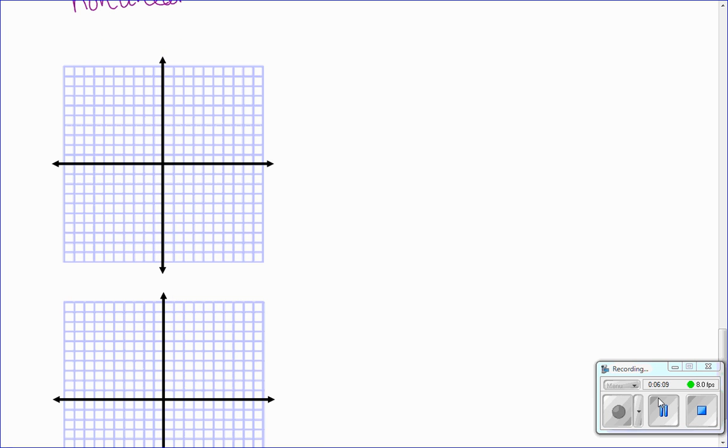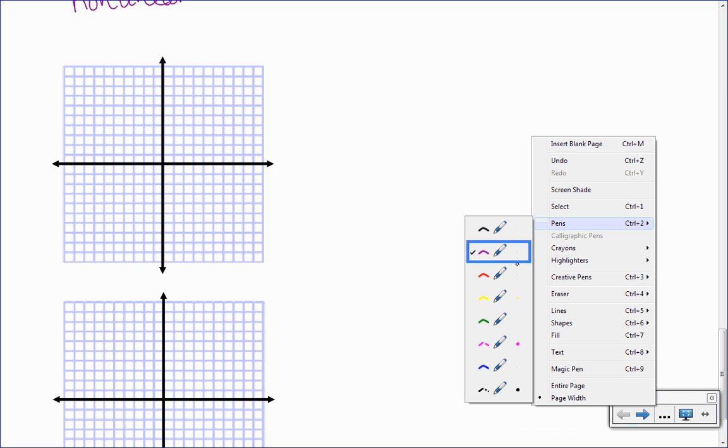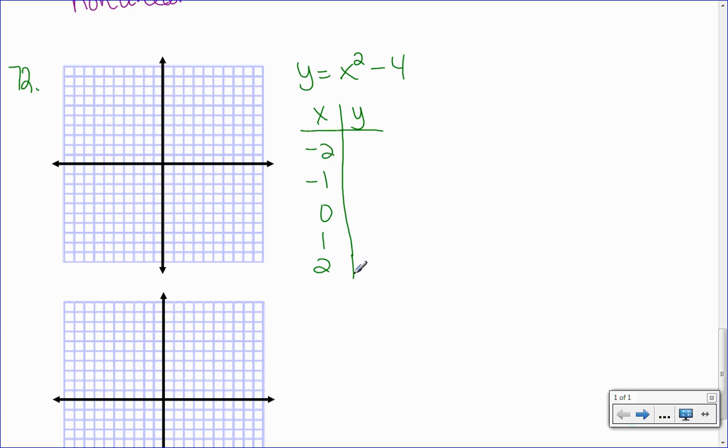Okay, so here is number 72. We want to graph the equation y equals x squared minus 4. And to do that, remember we need a table of values. And we'll start with -2, -1, 0, 1, 2. And you can either plug these numbers in for x by hand, or you can use the table on your calculator if you want to do that.